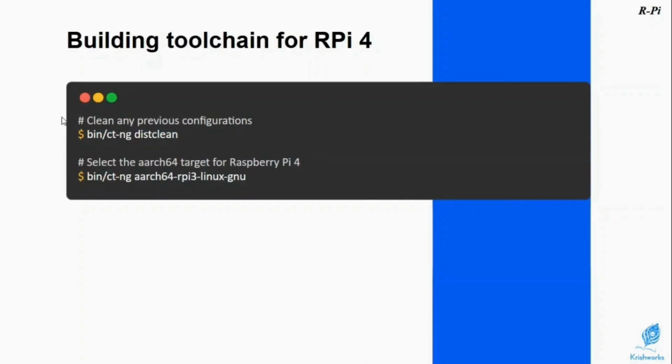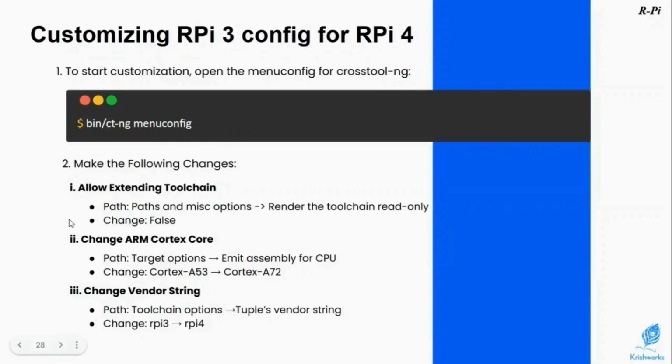Building toolchain for RPi 4. Clean any previous configurations and select the AArch64 target for Raspberry Pi 4. Customizing RPi 3 configuration for RPi 4. To start customization, open the menu config for crosstool-NG and then make the following changes.